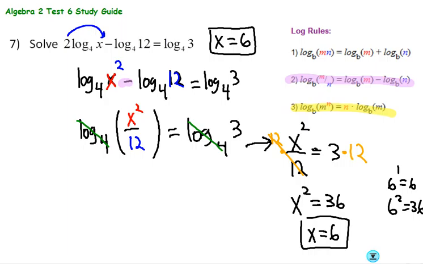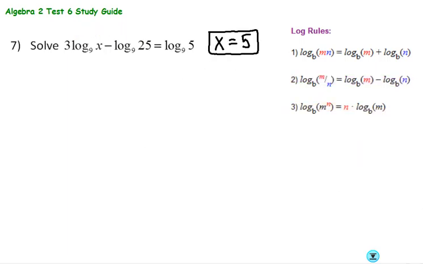All right, so let's see what you got for number 7 on the right side. Number 7 on the right side, you got x equals 5. All right, so moving along, almost there.